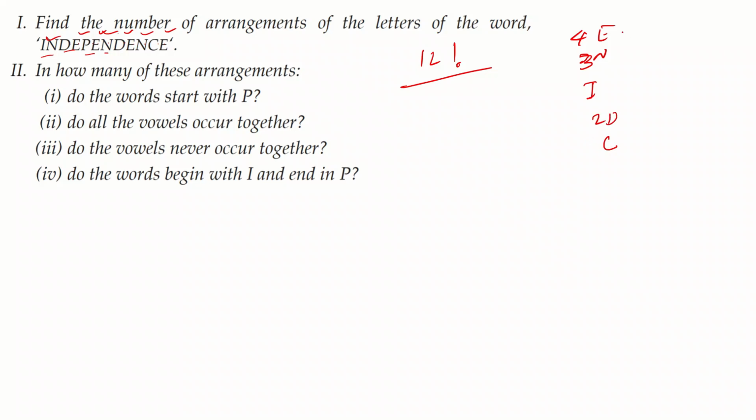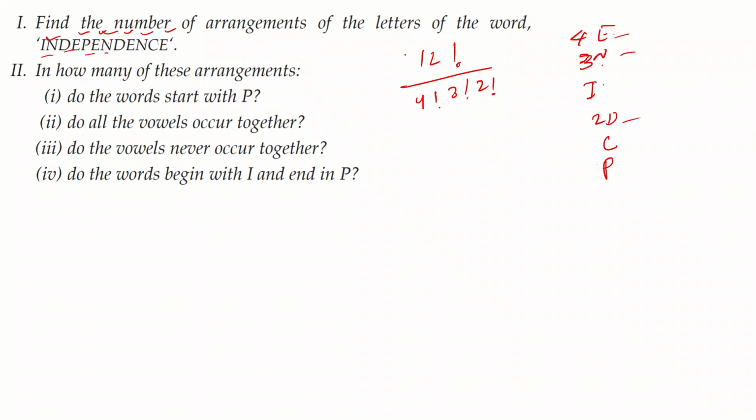So is it total 12? 4, 3, 7, 8, 9, 10, 11. Which one is remaining? P is remaining. So independence has these many letters. Out of these, there are 4 E's, 3 N's and 2 D's. So the arrangement is 12 factorial by 4 factorial, 3 factorial and 2 factorial. If you haven't seen the previous videos, please do watch that. Unless and until you watch that, you won't be able to understand this. Okay. So this is the answer to the first question.